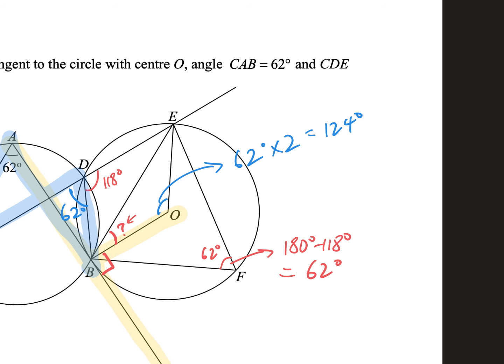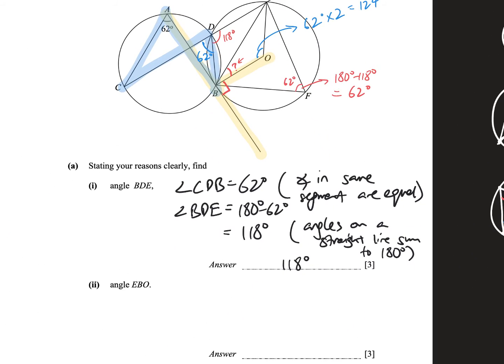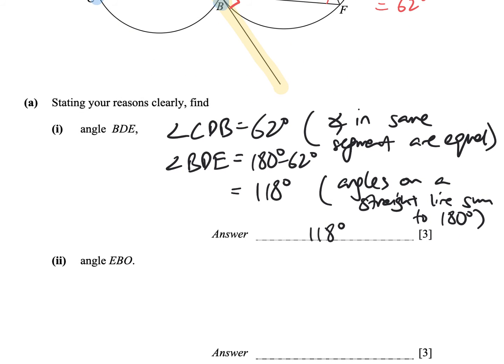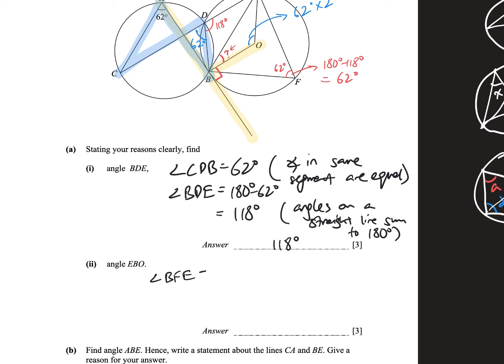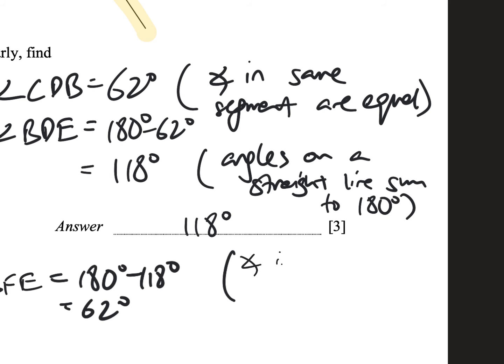And so from there we can solve for the isosceles triangle. Actually, let me just write down the working. Step 1, for angle EBO, let's find angle BFE. So angle BFE is equal to 180 minus 118, which is 62. And the reason is that angles in opposite segments are supplementary.